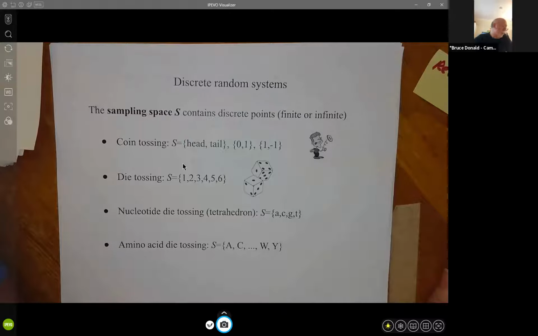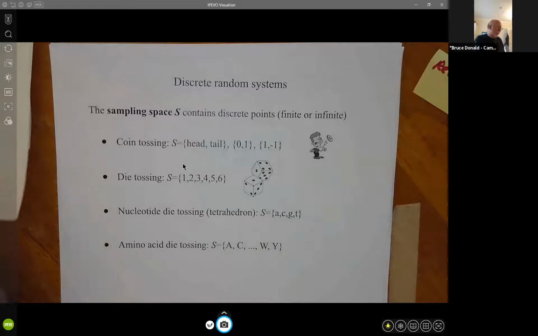So we always use the term WEP, with equal probability, because in our models, unless we tell you otherwise, if you toss a coin or roll a die, we assume that the outcomes can appear with equal probability. And a shuffled deck of cards means any ordering of the cards is equally likely.